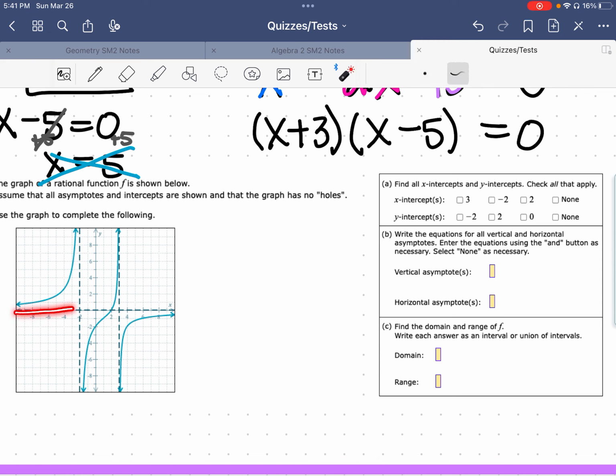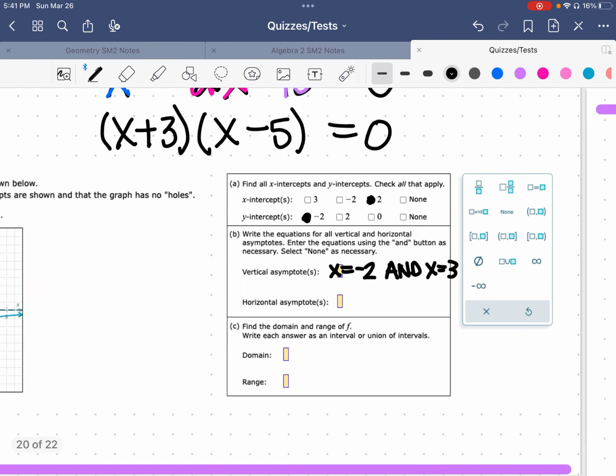So it looks like my graph is touching the x-axis right here at 2. So I would just go ahead and click that button. And it looks like it's touching my y-axis right here at -2. So I would go ahead and click that button. Now, just like I said, my vertical asymptotes are going to be x equals, and it's going to be these two right here, -2 and +3. So I'm going to put x is equal to -2, then I'm going to click the and button, x is equal to 3.